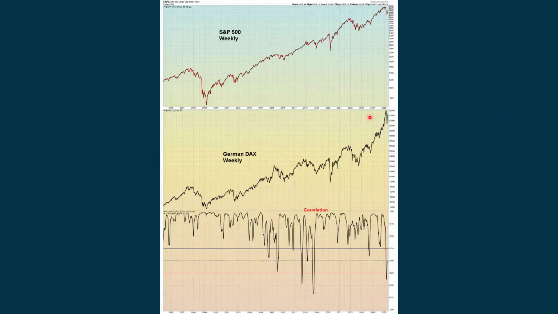Then we look at a weekly chart of the S&P, that's the US, and then the German DAX, which is the biggest index in the EU, and just do a correlation. Well, right now they're neutral. In the earlier part of 2025, German stocks were going up as US stocks were going down. Then they were all going up and down together for a while. As this is gyrating around, the correlation is pretty much not telling us anything.